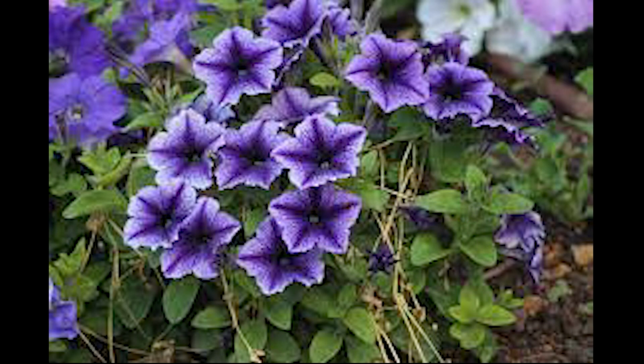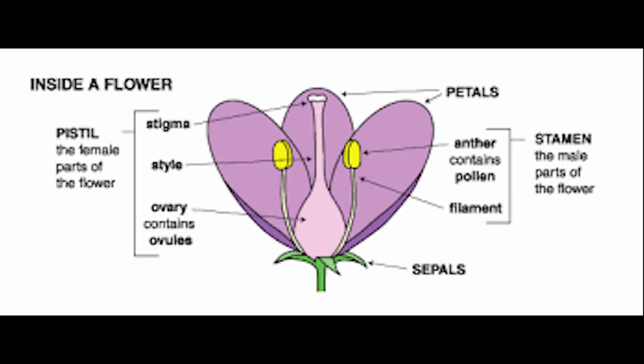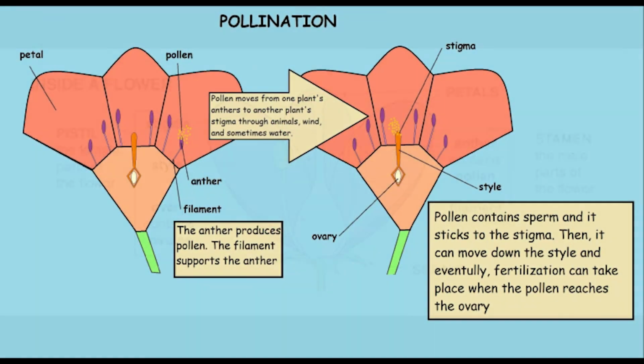Flowering plants can reproduce either asexually or sexually. Asexual reproduction involves one flowering plant, while sexual reproduction involves 2 flowering plants. Flowering plants have male parts known as the stamen and female parts known as the pistil. The stamen consists of the male gamete known as pollen, and the pistil consists of the female gamete known as ovule. They reproduce through pollination.